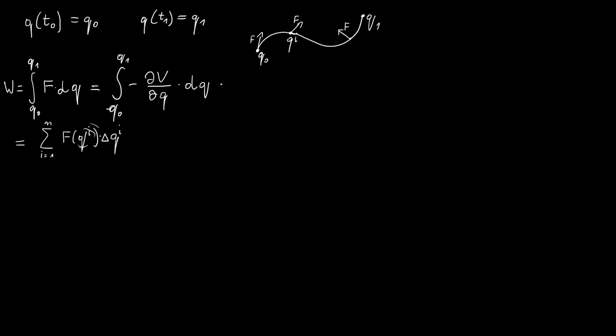And now, by using the chain rule, we're simply getting that this is the integral from q0 to q1 over the trajectory of dv, and that obviously is v of q0 minus v of q1. Now, if you have a problem with accepting that, let's continue on our summation.